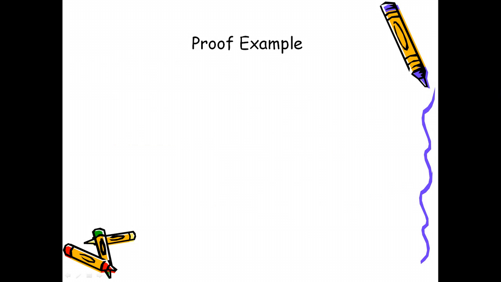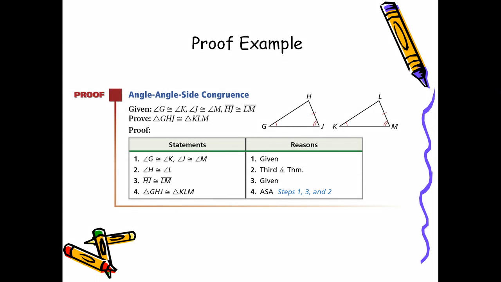So let's look at this. If we are given angle G is congruent to angle K, angle J is congruent to angle M, and segment HJ is congruent to LM, we want to prove that they are congruent triangles, and we can use the third angles theorem in this case.